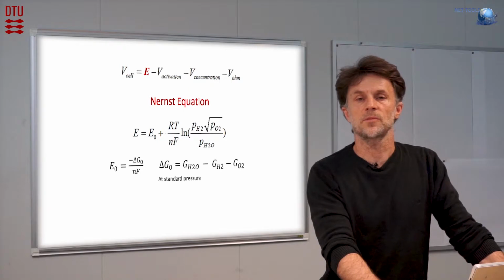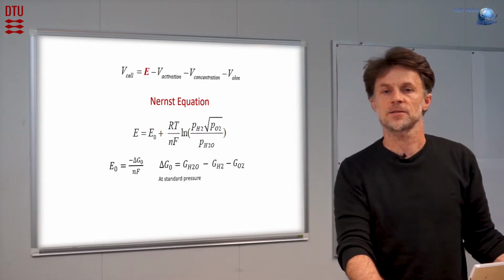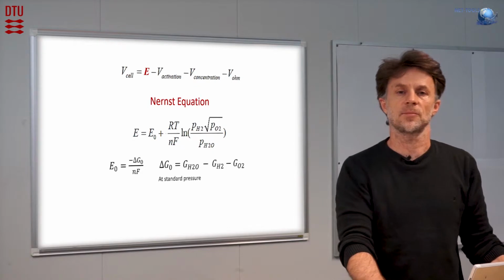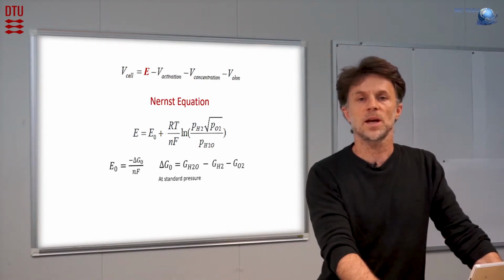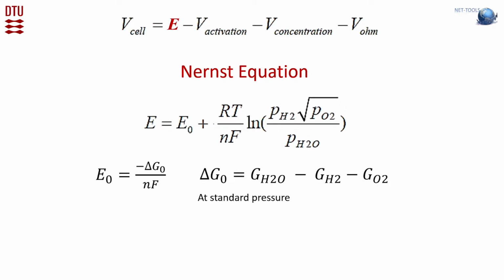Of course, when the PEM fuel cells run, we are not at standard condition, so the pressure and temperature might differ. Therefore, we have the second term. In that second term appears R, which is the gas constant, and F, the Faraday constant, N, which is the number of electrons involved in the reaction, 2 in the case of the hydrogen electrode, and the temperature. In the logarithmic term appears the partial pressure of the gases, so hydrogen, oxygen, and water vapor.